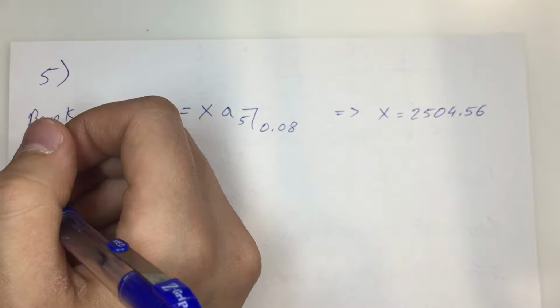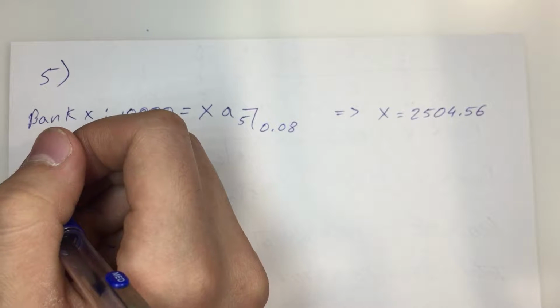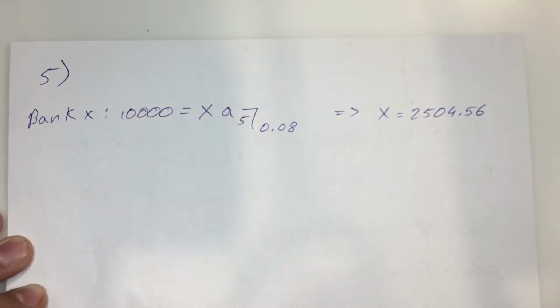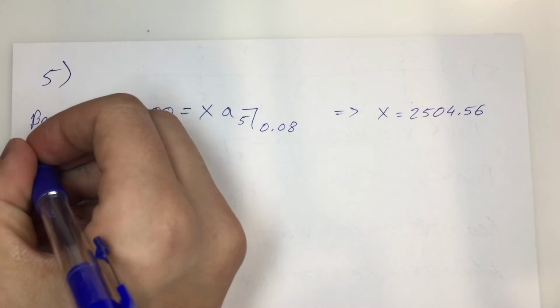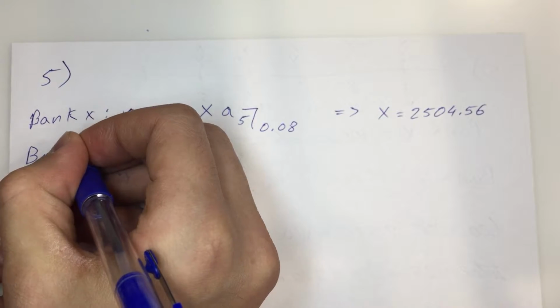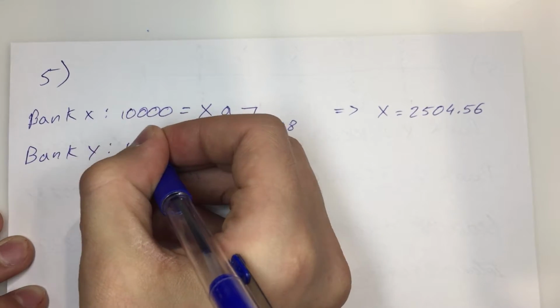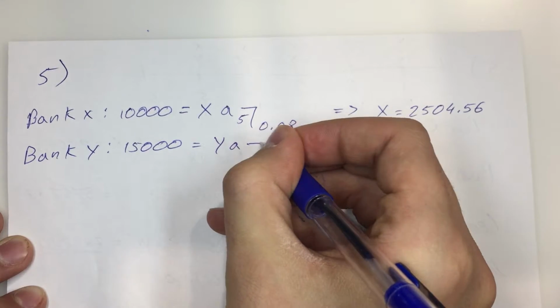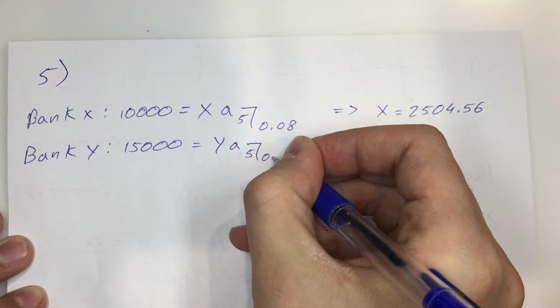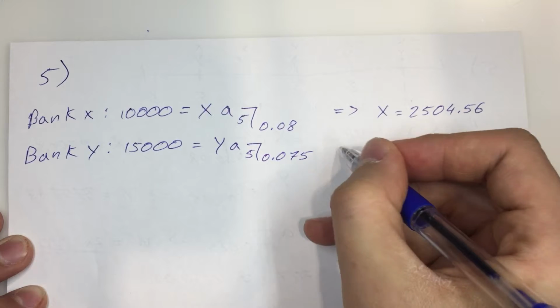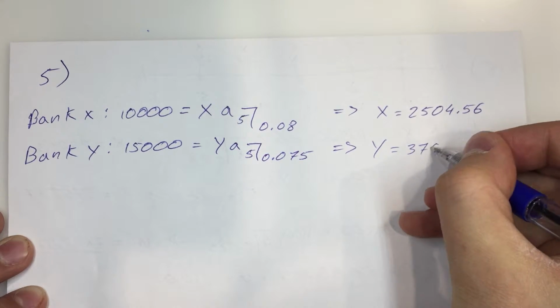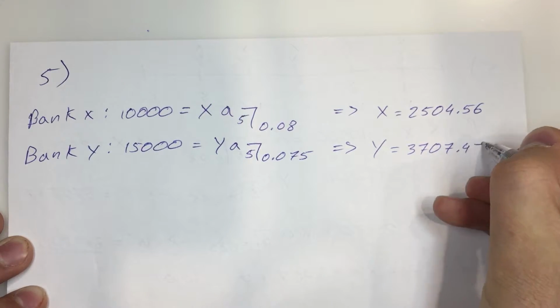Next, at the same time, he also borrowed $15,000 from Bank Y at an annual effective rate of 7.5%. He agreed to repay this loan with 5 level annual installments at the end of each year. So again, a very similar thing. Bank Y, $15,000, and this will be some payment, which we'll call Y, a angle 5, because it's over the course of 5 years, at an interest rate of 7.5%. So we figure this out, and Y ends up being just over $3,700.